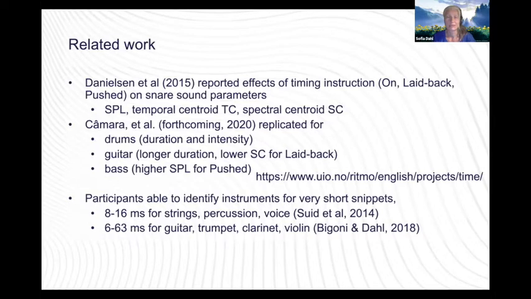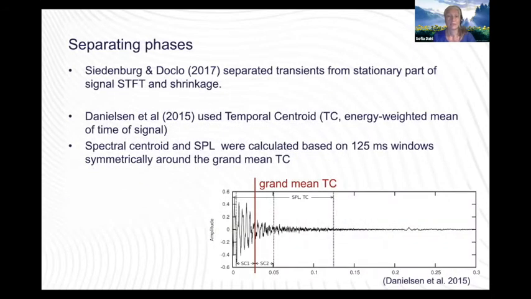If you're more interested in this, please go and check out the TIME project at RITMO at the University of Oslo. We can also see reports about participants being able to identify an instrumental sound from very short time snippets, from 6 to 63 milliseconds, if we combine the research by Suied et al. and Francesco's and my report from a few years ago. So it seems to be possible to do this, but the question is again what type of parameters and descriptors can we use for these very short drum strokes?